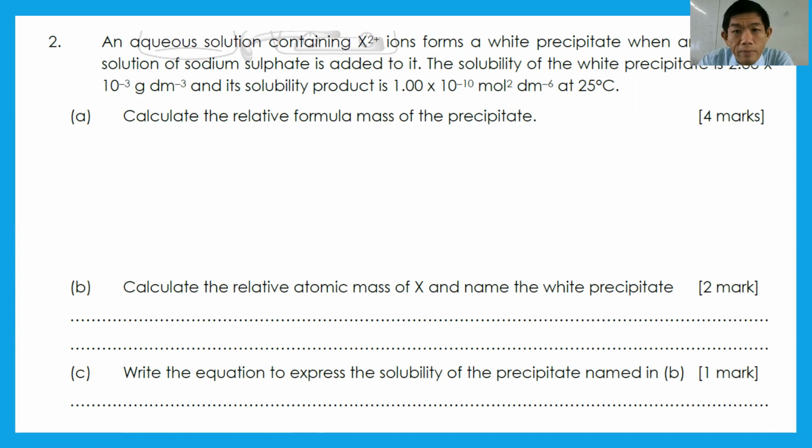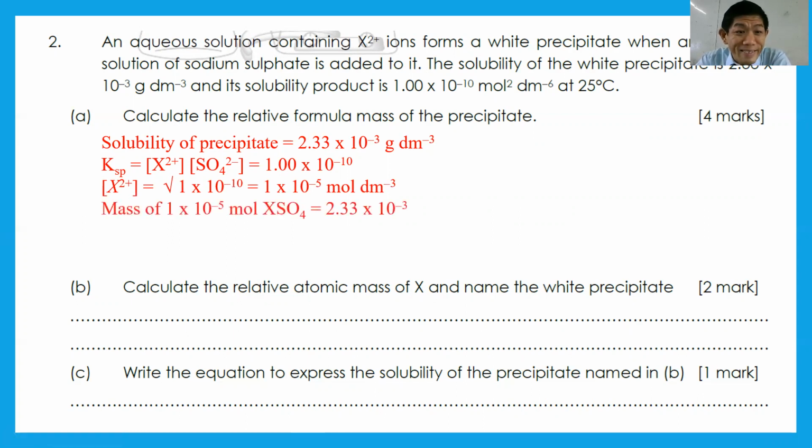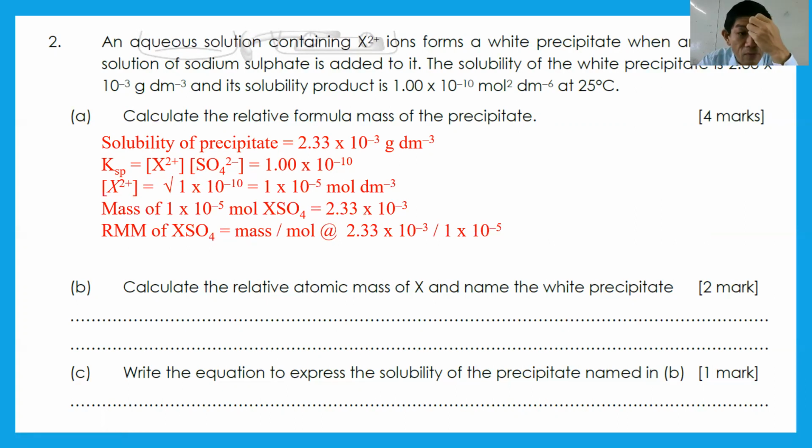Okay, so calculate the relative formula mass of the precipitate. So in here, given to you, the solubility of the precipitate is 2.33 times 10 power negative 3 gram per decimeter cube. So Ksp is [X2+][SO4 2-], you get 1.00 times 10 power negative 10. So it's x squared. So therefore, x squared is equal to 1.00 times 10 power negative 10. So x is equal to 1.0 times 10 power negative 5. And then you use the solubility to divide with the solubility of the precipitate. Okay, so you get the mass in here. So the mass of 1.0 times 10 power negative 5 mole is 2.33 times 10 power negative 3 gram. Therefore, this will make the relative molecular mass of XSO4 equal to 2.33 times 10 power negative 3 divided by 1 times 10 power negative 5, which is 233.